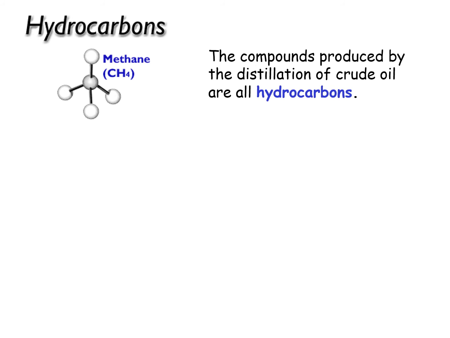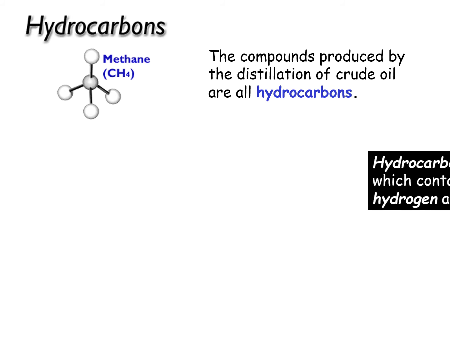So if they give you a molecule that has got a random chlorine or a sulfur or oxygen added onto it, that is not a hydrocarbon. Hydrocarbons only contain carbon and hydrogen. And the vast majority of crude oil is made up of molecules that are hydrocarbons. There are other impurities in there as well, but the vast majority of it are these hydrocarbons.